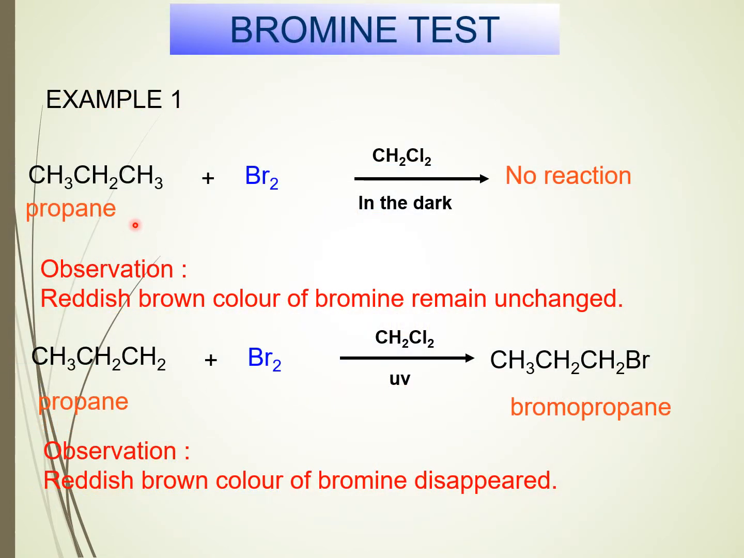Example 1: I have propane, which is a saturated hydrocarbon, reacting with bromine in the dark. There will be no reaction, so the reddish brown color of bromine remains unchanged. But when I expose it to sunlight, the reddish brown color of bromine disappears because the reaction of propane and bromine will produce bromopropane.